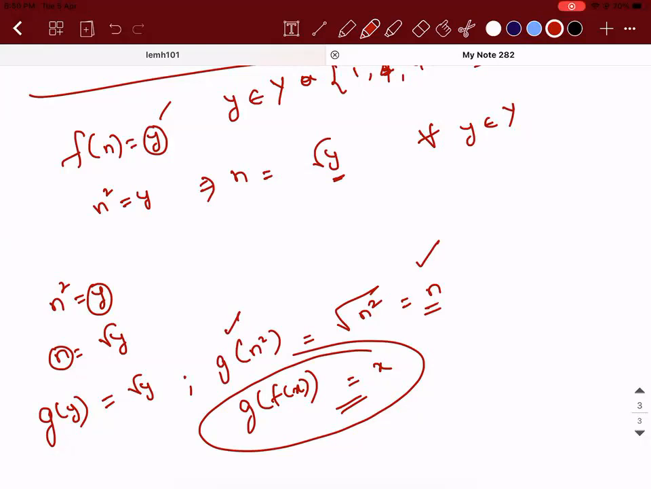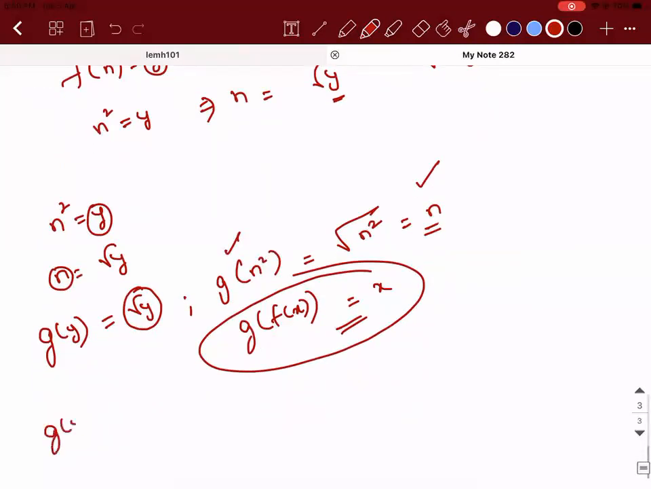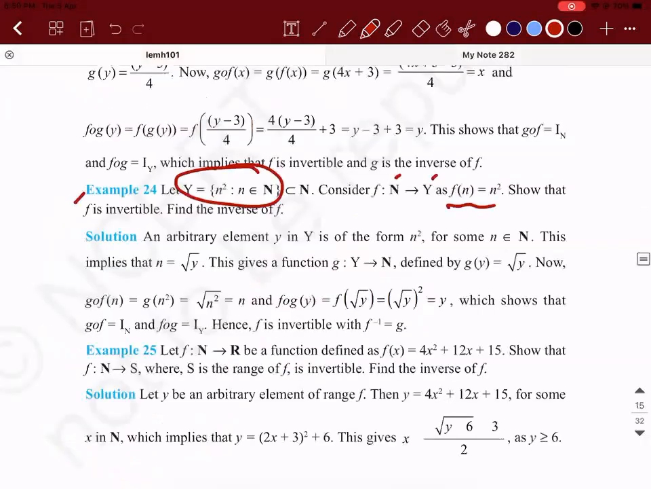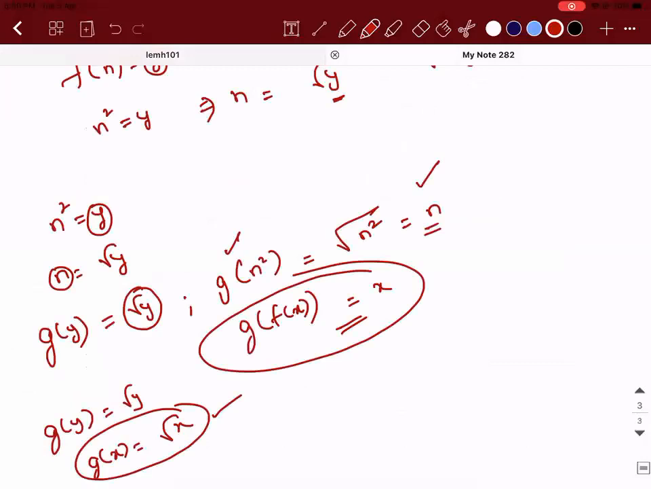Now if that is the case, then g of y is the inverse of f. So g of y is equal to root y. Then what will be g of x? They are the inverse. So g of x, the inverse of this function, is root x.